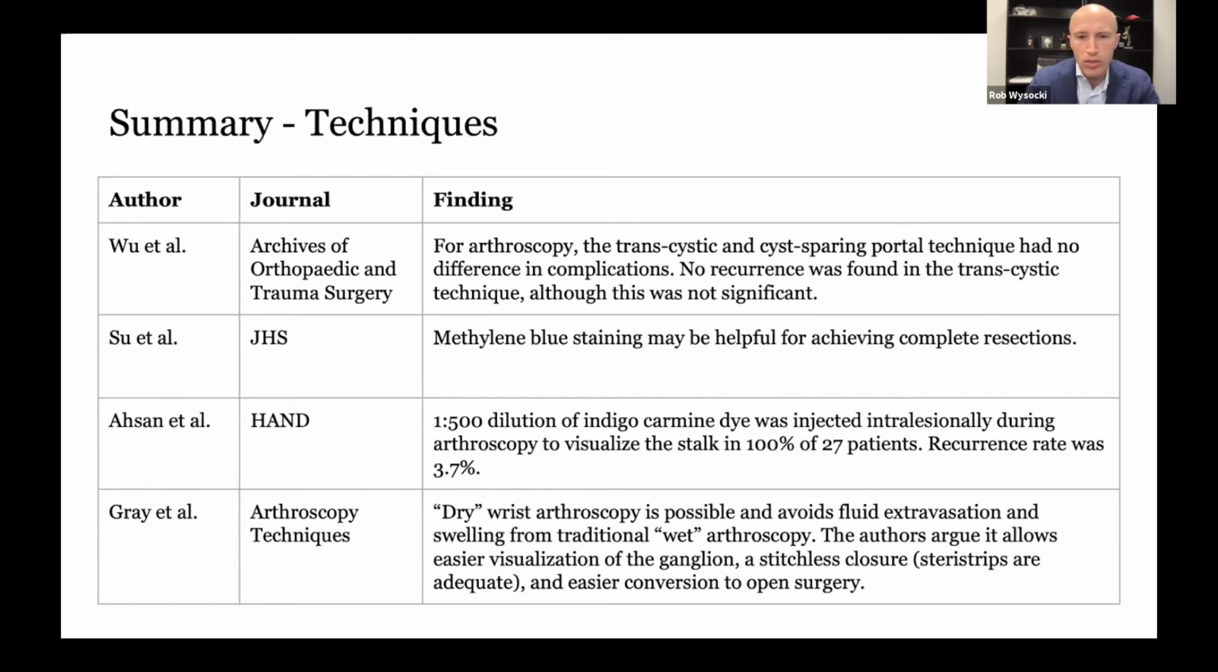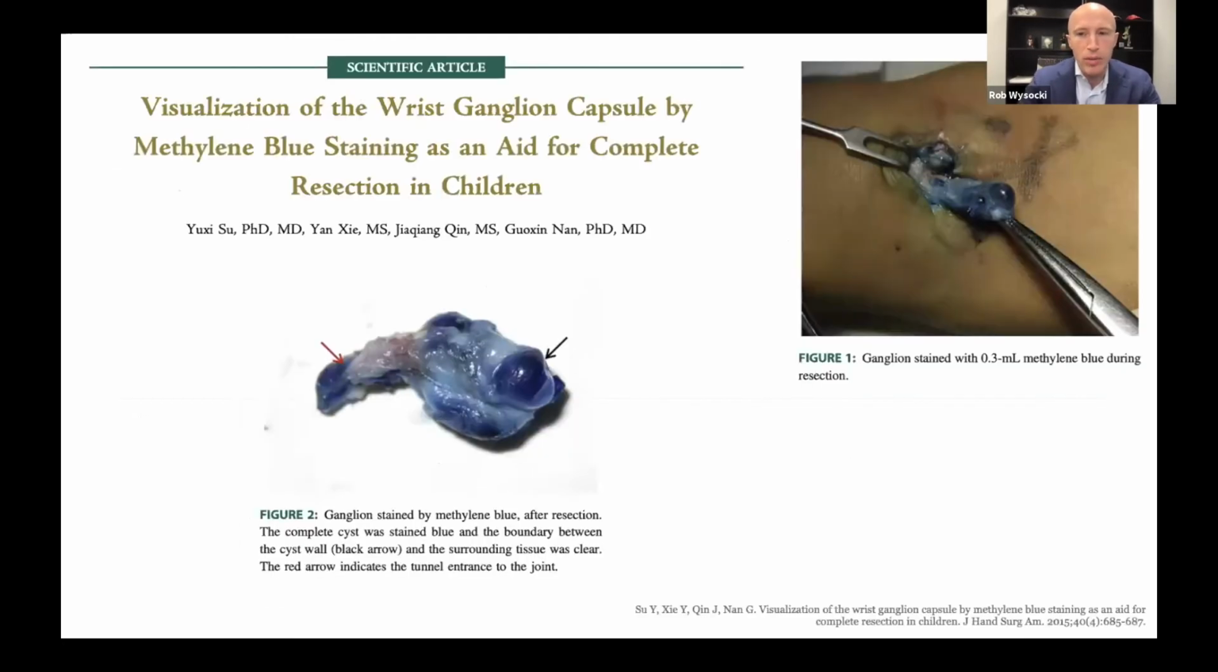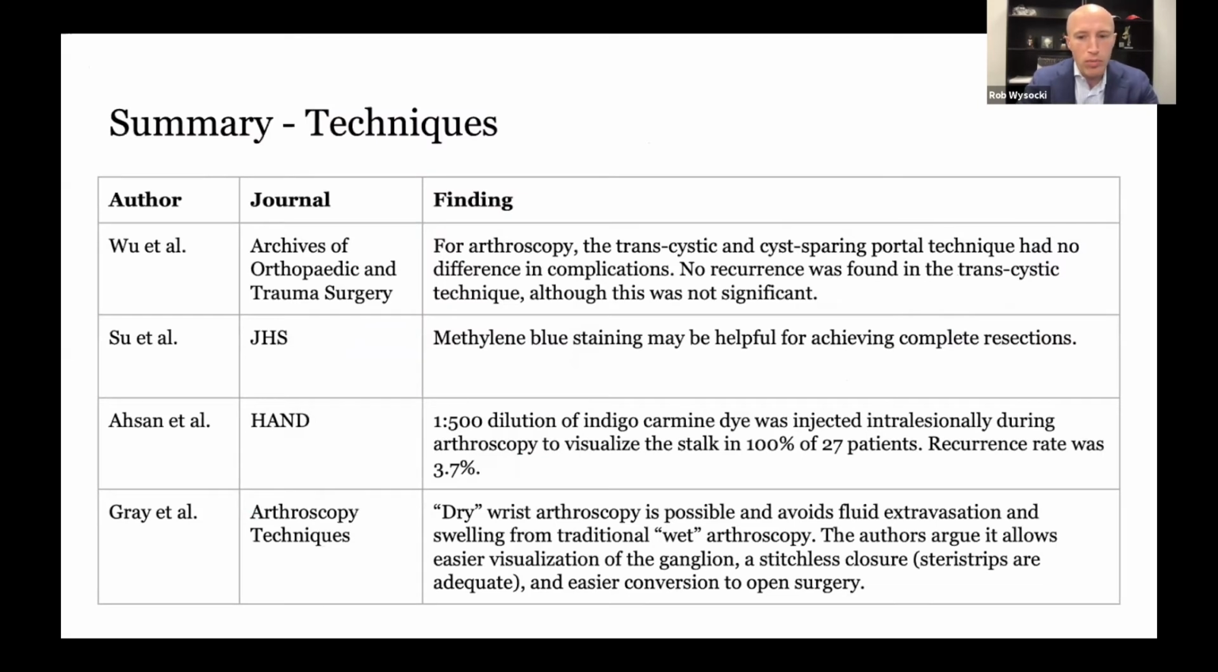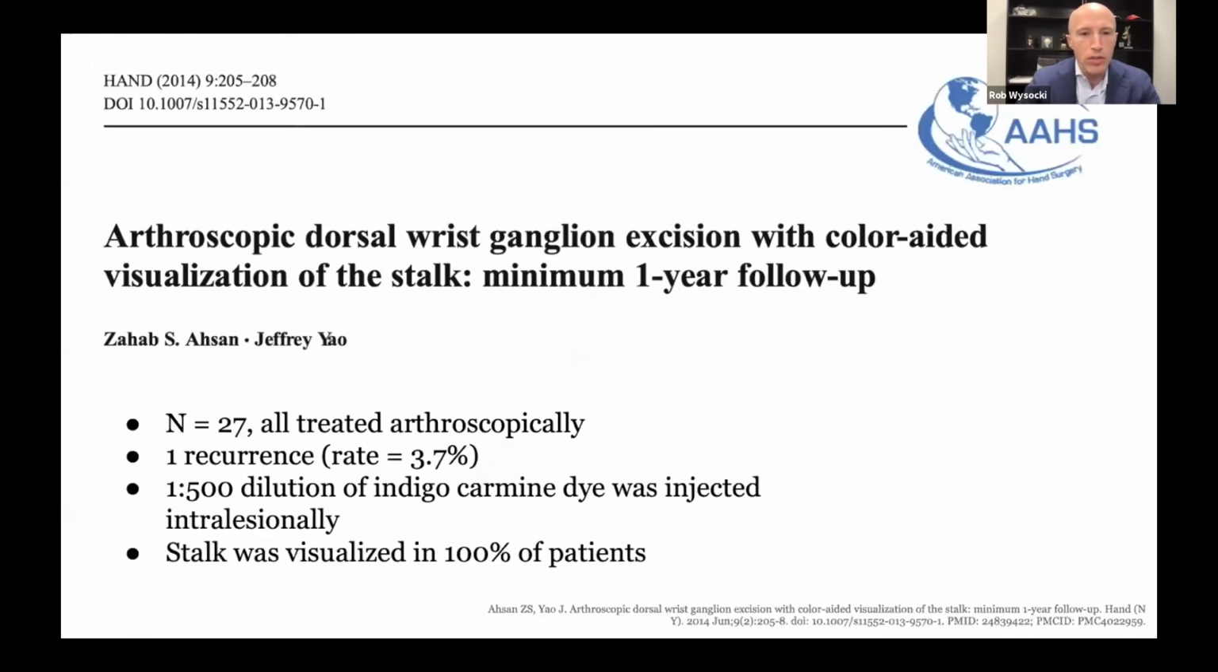The next study, by Sue and colleagues, is actually a pediatric study, but it really highlighted the value of using a dye to help show where the cyst is, and especially where the stalk is. In the image on the left, the blue part is where the stalk would be, emanating from the scapholunate ligament. Again, this was a pediatric series, but it can translate into the adult using a similar technique. The third study, by Asen and Jeff Yao out of Stanford, used indigo carmine instead of methylene blue for an arthroscopic ganglionectomy. They had a series of 27 patients with just 1 recurrence, and they could visualize the stalk in 100% of their cases once they had injected the indigo carmine dye.